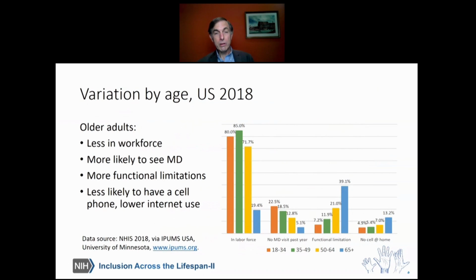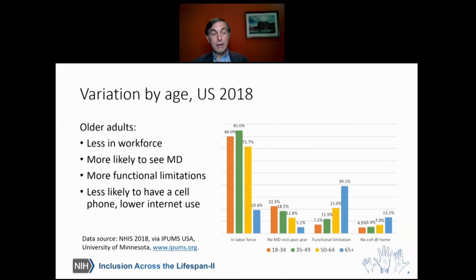Most obviously, older adults are more likely to be retired and the least likely group to be in the labor force, although a substantial number still are. Older adults are more likely to see a physician. So in the youngest age group, about 1/5 have not seen a doctor in the past year at all. That's only 5% among older adults. Older adults are more likely to report functional limitations. So with each increasing category of age, more likely to be disabled in some way. And to the extent that that's going to affect participation in clinical trials, that's going to be a particular issue for older adults.